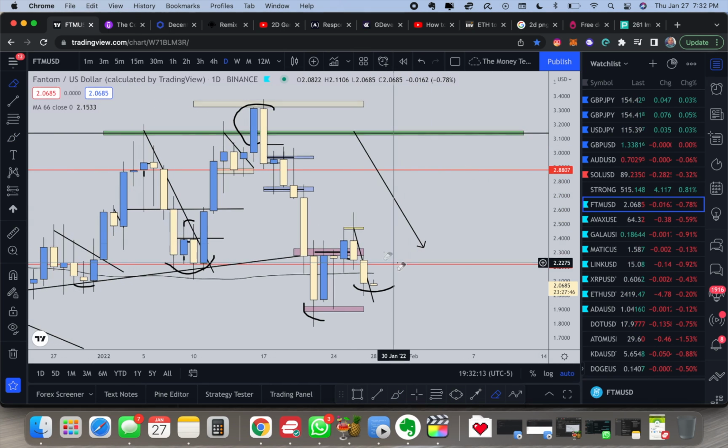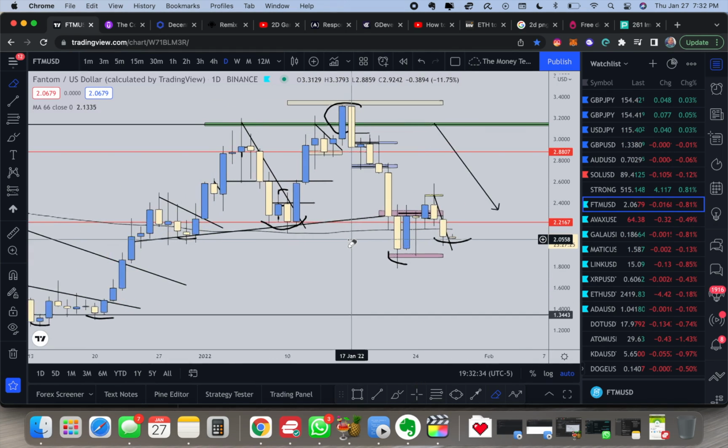Without getting too technical, I would say there's a high probability of price continuing down from where it's at, or it could push up a little bit to this area, but after, if it's done as a little retracement, we can see price coming to the support here at around $1.90 on FTM. So that's the analysis.